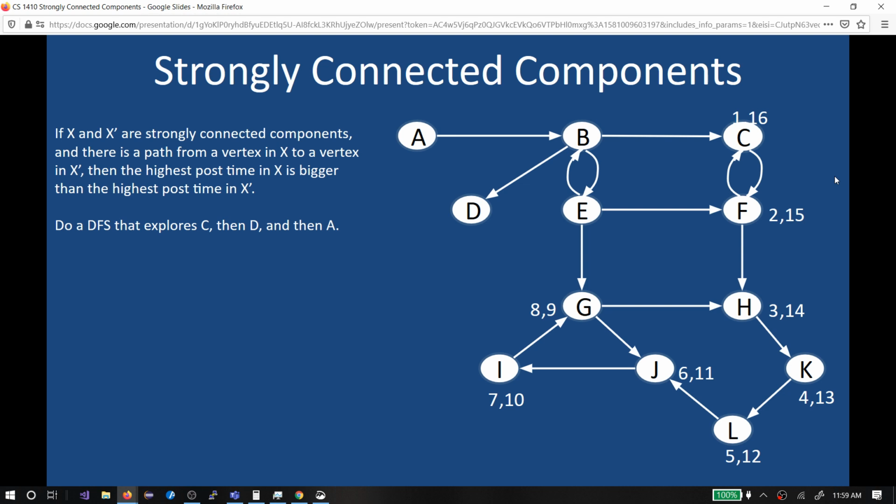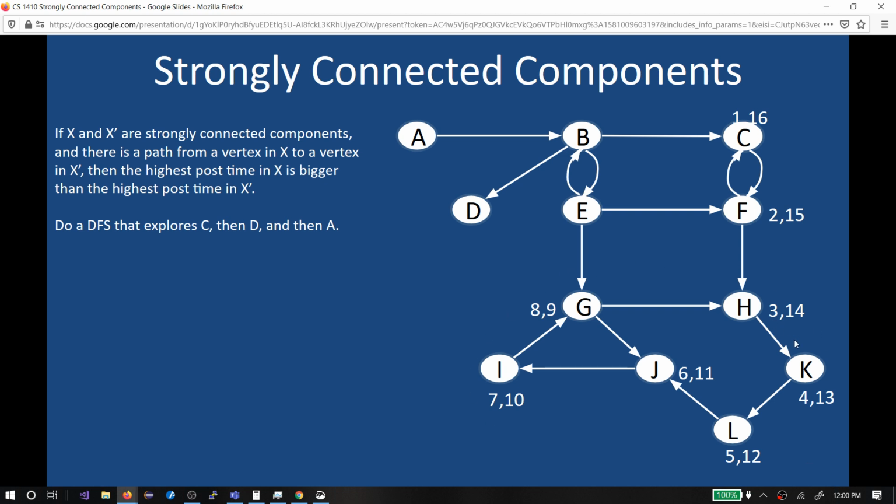Okay, so we just did that explore. So my idea is, let x be C. This strongly connected component right here is x. This right here is x prime. Is there a path from this thing to this thing in the metagraph? Yes. So what I'm saying is that one of the vertices in the meta vertex will have a higher post time than all the post times down here. You see here, C and F both have higher post times than anything down here. And that's always going to be the case.